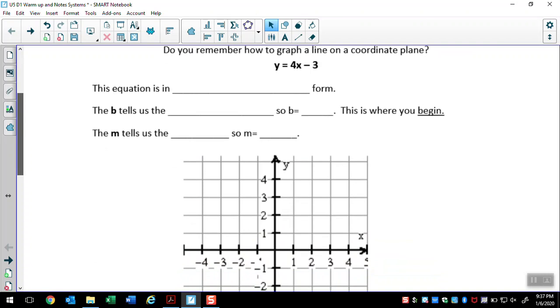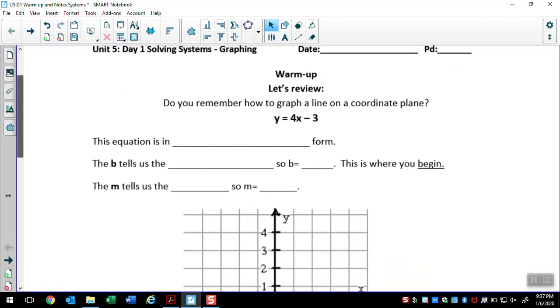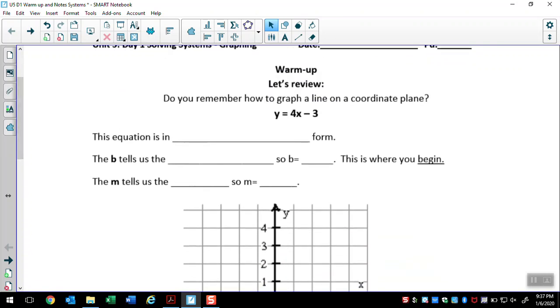Alright, so before we do that, let's just review graphing an equation. Do you remember how to graph a line on a coordinate plane? So here is an equation that we have. I want you to go through and on your own answer those 5 quick little spots. Okay, that's your quick warm-up, and we'll check those in class. So go ahead, pause the video now.